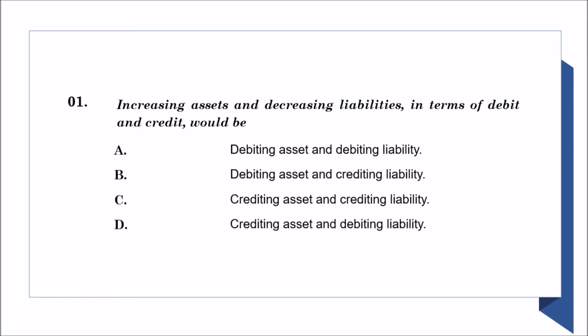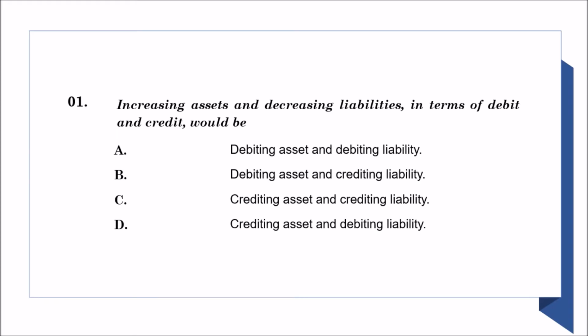Increasing assets and decreasing liabilities in terms of debit and credit would be A. Debiting asset and debiting liability. B. Debiting asset and crediting liability. C. Crediting asset and crediting liability. D. Crediting asset and debiting liability.